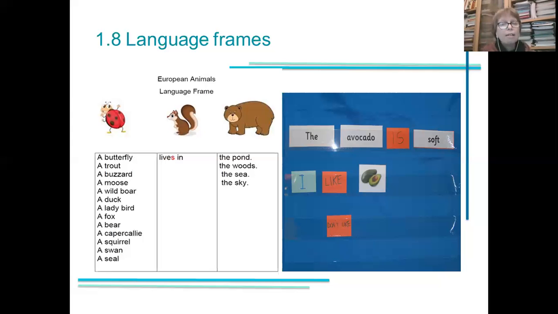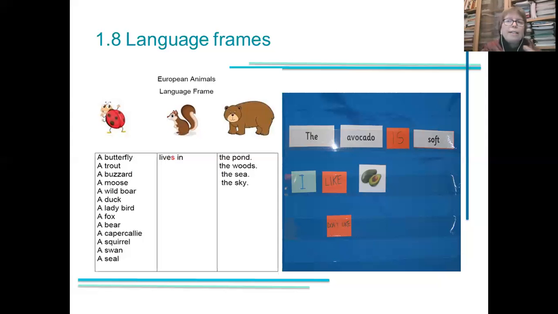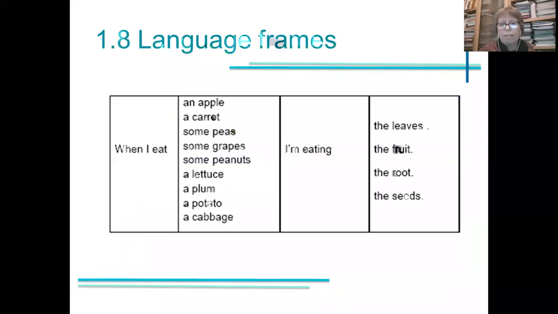I have packs of cards with verbs, nouns, pronouns. So children on this transparent board had to put the cards in the right order and then copy them, just a kind of support. What happens in this way? That the students learn the chunk of language. The avocado is soft. In the future, they can say the cat is soft. So they can use this chunk of language in different contexts, transfer to different contexts.